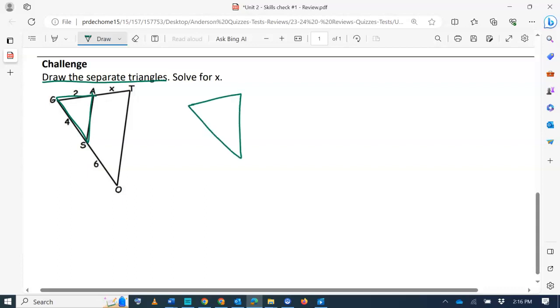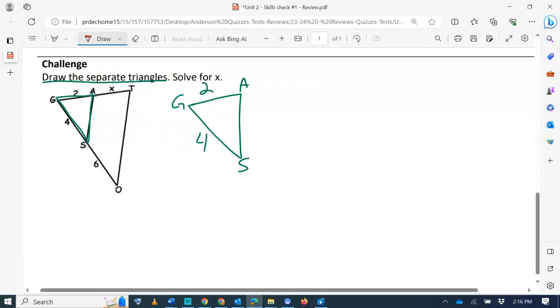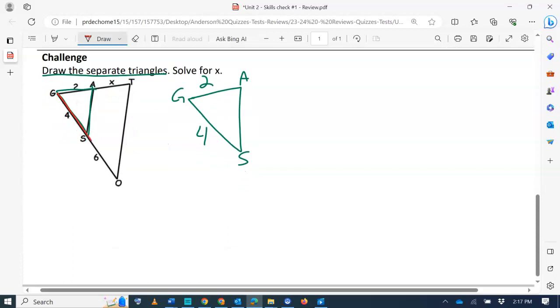Okay, so A, G, S. This is 4 long. That is 2 long. Okay, I'll do the bigger one in red. There we go. So I'm going to make them about the same size, okay? It doesn't really matter how big we make them, even though it's technically a bigger triangle. We got G still. This is now T, and this is O.